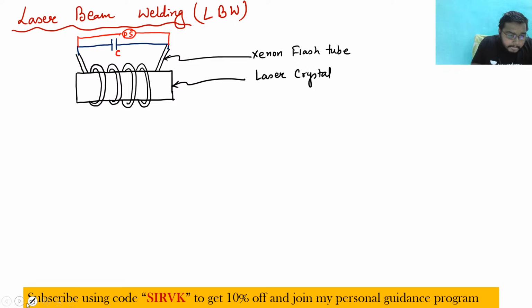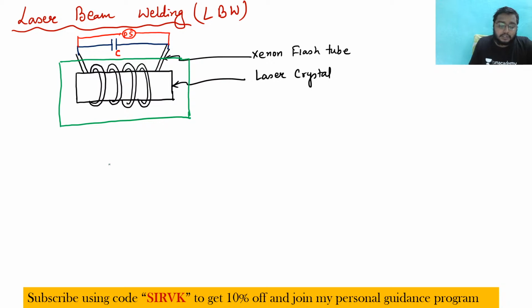Now understand. This whole arrangement is kept in a chamber. Fine. So there is a chamber, and this chamber is known as optical cavity. Please understand carefully, and if you have any kind of doubt, feel free to ask me, and I will be happy to explain everything. But as of now, understand.